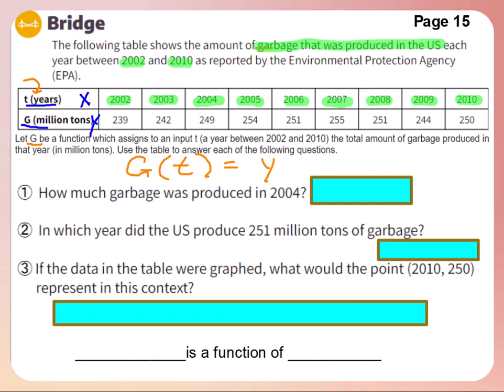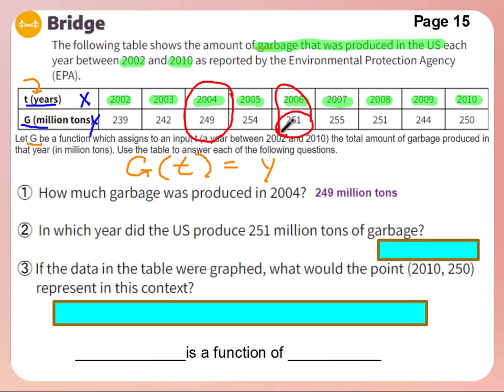How much garbage was produced in 2004? So let's find that year, and you'll find your answer. 249 million tons. In what year did the U.S. produce 251 million tons? So let's find our Y value now, 251 million. So that's year 2006. Now, if you get in a hurry and you don't slow down, you're going to miss 2008 because we also have that same amount in 2008.